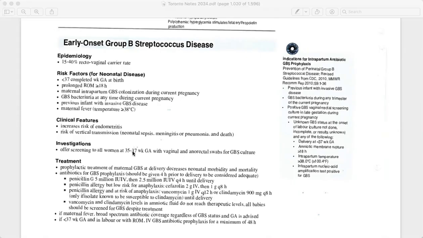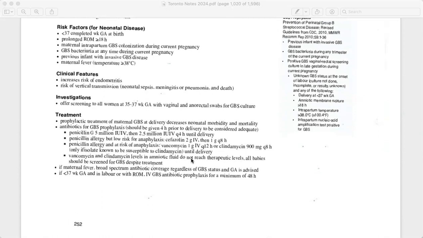So we are not going to look only at the risk factors. We are going to offer it to all of the females, regardless of anything. Vaginal and anorectal swabs for the GBS culture. Now coming to the treatment, prophylactic. When are you going to give the prophylactic? That's very important. Prophylactic treatment is basically usually penicillin. We give penicillin, and depending on the penicillin allergy, we give vancomycin and then clindamycin.